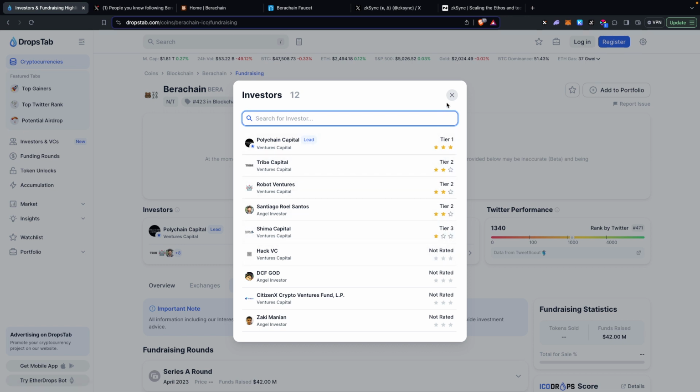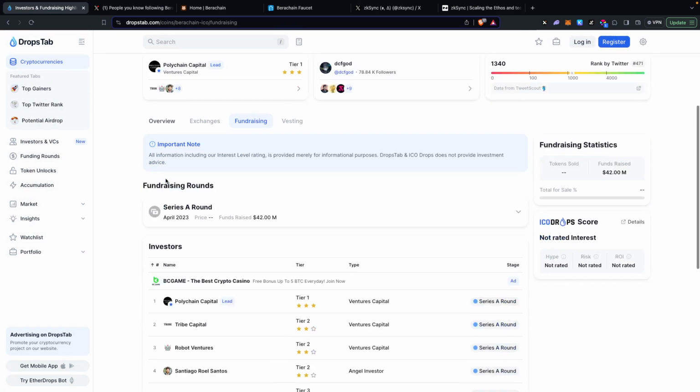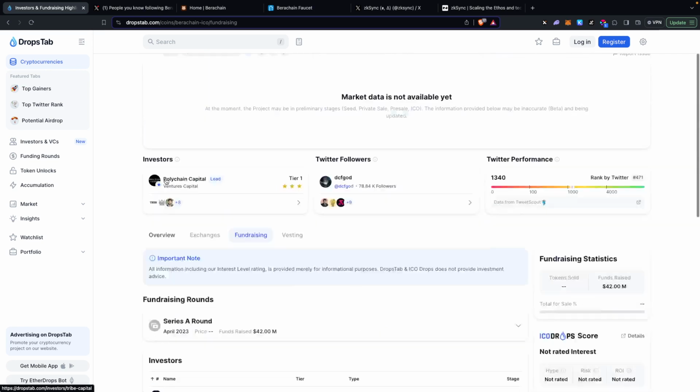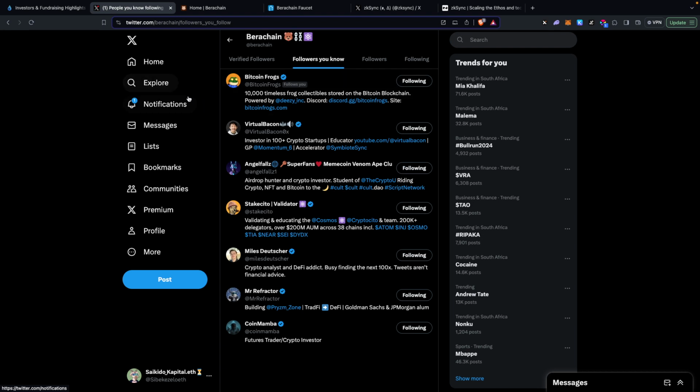All these guys are actually big, and they've put quite a significant amount in this project. As you can see, it has fundraised around 42 million USD, I think. Yeah, I think that was the amount that we saw. So from there, you start believing in the project.